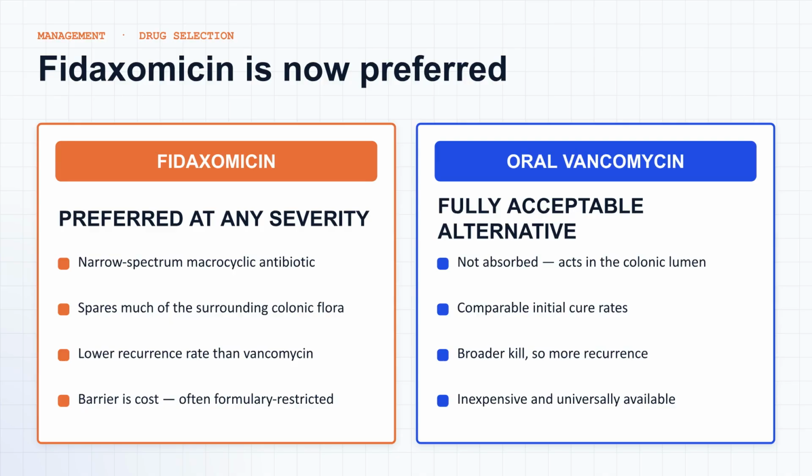Why? Fidaxomicin is a narrow-spectrum macrocyclic antibiotic. It kills C. difficile while sparing much of the surrounding colonic flora. Because the protective flora recovers faster, the recurrence rate is meaningfully lower. Initial cure rates are comparable. The catch is cost. Fidaxomicin is expensive, and many formularies restrict it, so oral vancomycin remains a completely acceptable alternative.